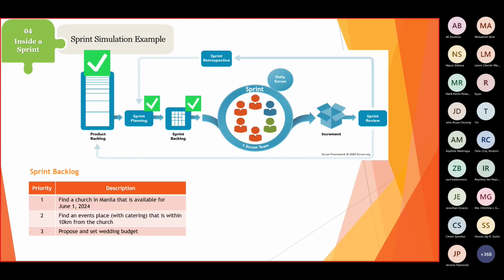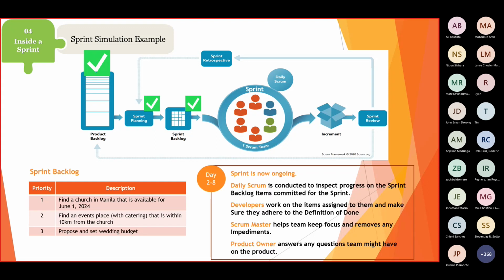So let's have day 2 to 8. Okay, the sprint planning is done. I already have my sprint backlog here, which comprises just the 3 items. Since it's already clear to me what needs to be done from day 2 to 8, the sprint is now ongoing. During those days, the daily scrum is conducted to inspect the progress of where we are on the 3 items that we committed to for this sprint.